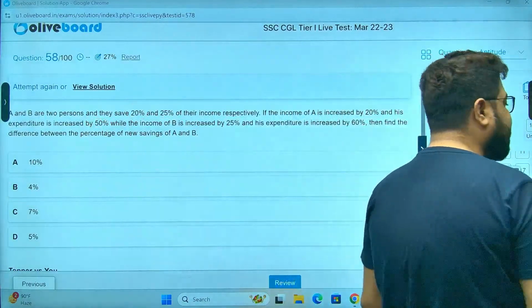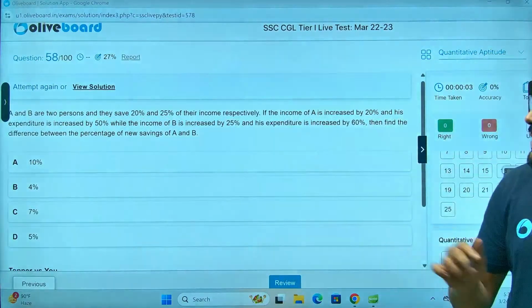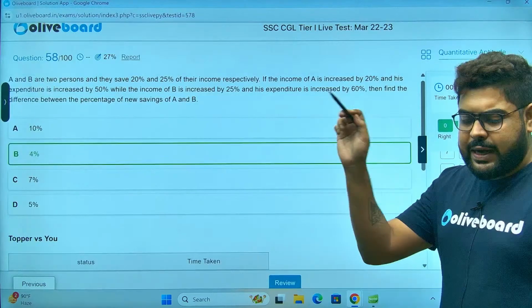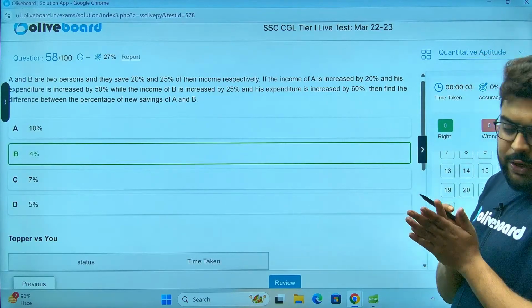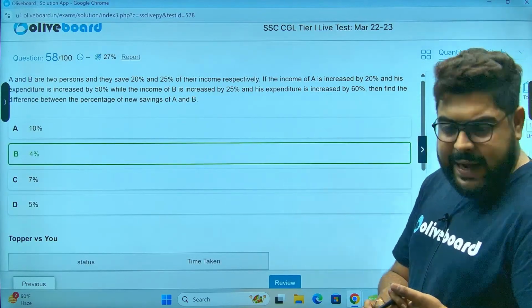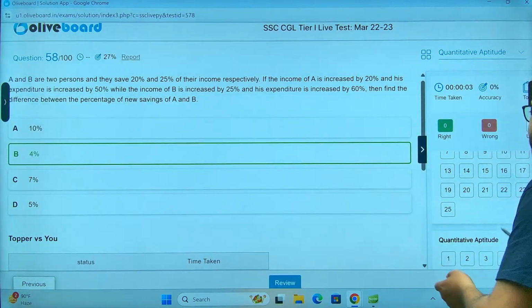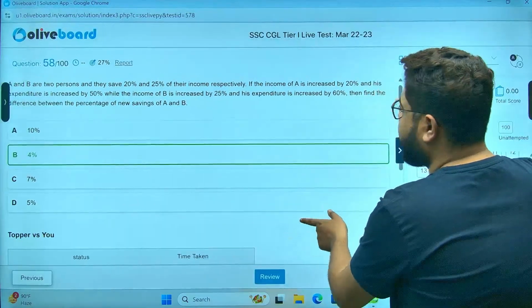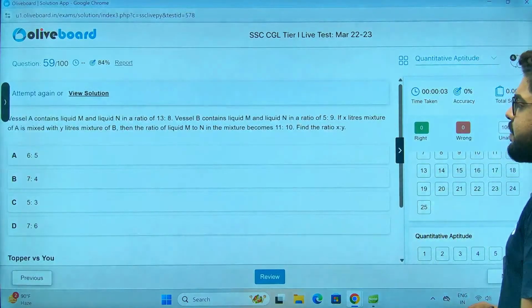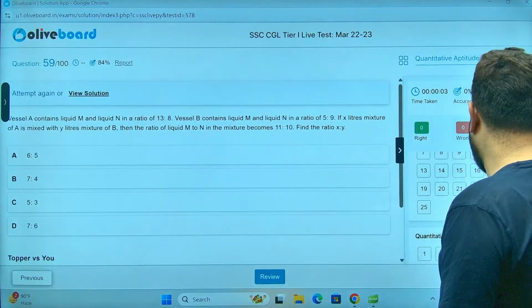It was a little calculative, but a very simple question. We did not need to do so many things. It was pretty straightforward, right? But again, a little calculative. I must say this was a little calculative. But again, the previous question was absolutely a free hit question.